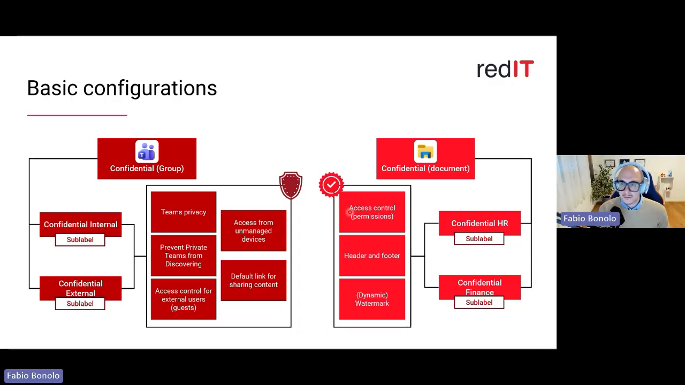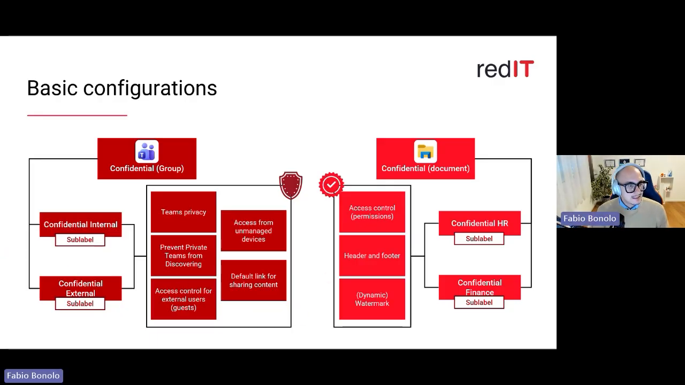I can set custom permissions if someone can print this document, for example, or if he can forward this document, etc. I can set a header and footer for viewage and also the dynamic watermark. This is the different configuration for item labels. That's why we do this differentiation between group labels and item labels, because the configuration settings are a little bit different.